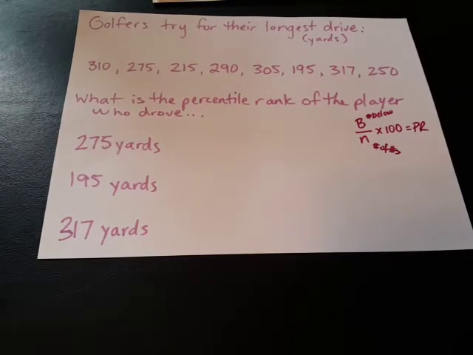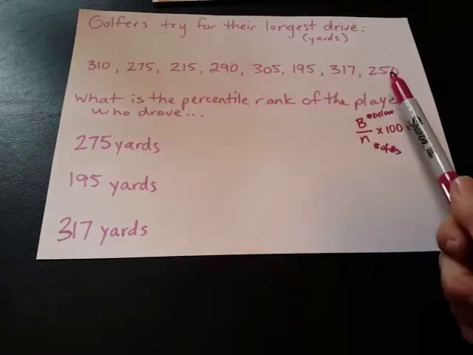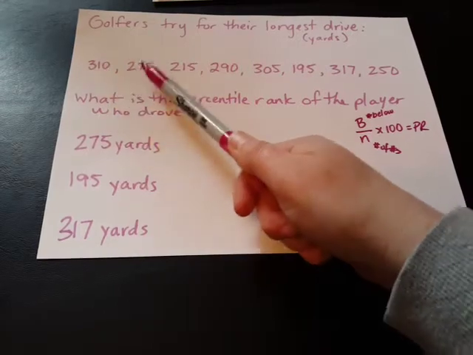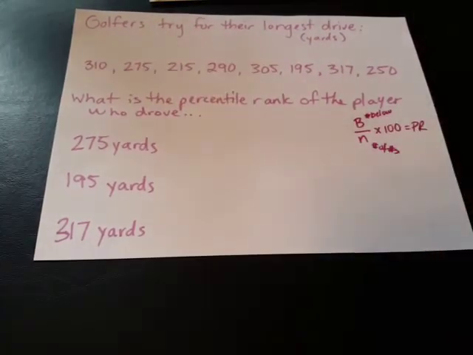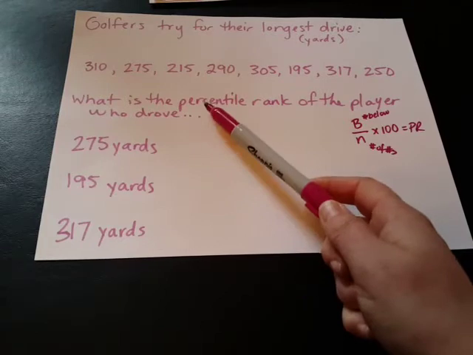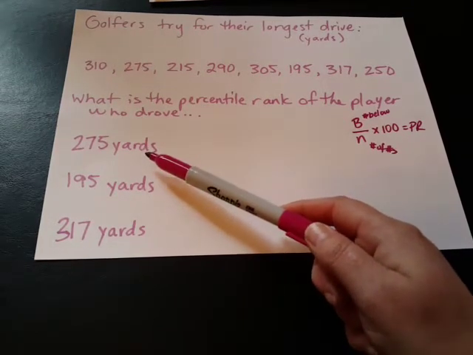So, for example, here we had some golfers, and they were hitting the ball. So one player hit it 310 yards. They drove it 275 yards. A third player 250. So these are all different players and the distance that the ball has gone. So what's the percentile rank for the person that hit it 275 yards?